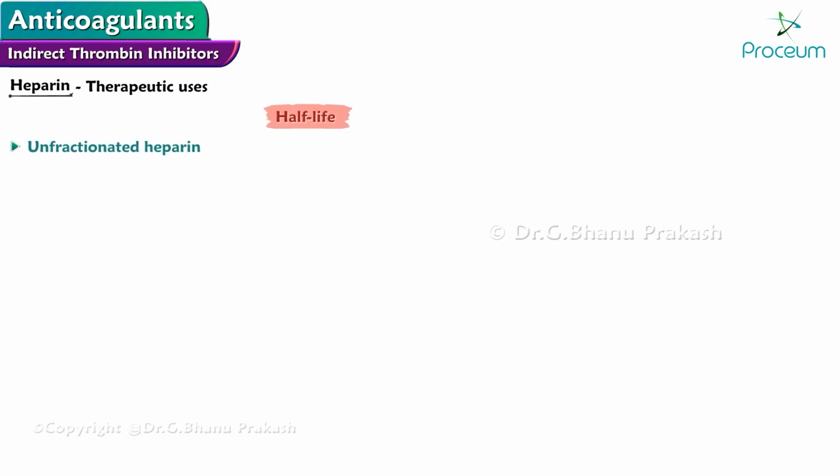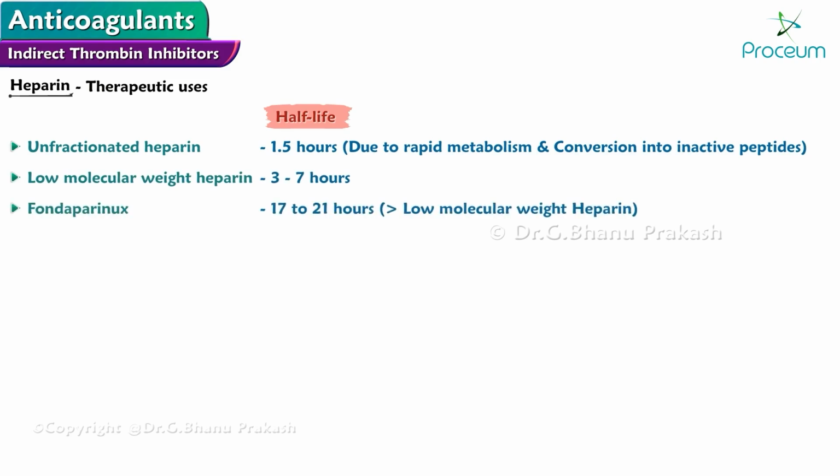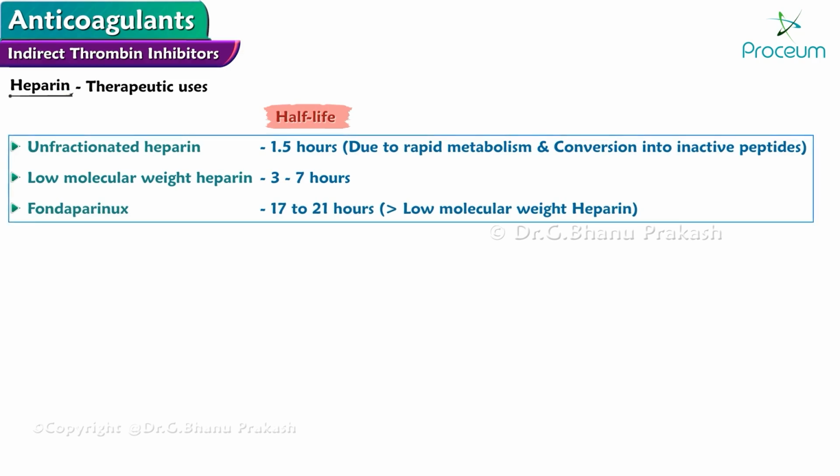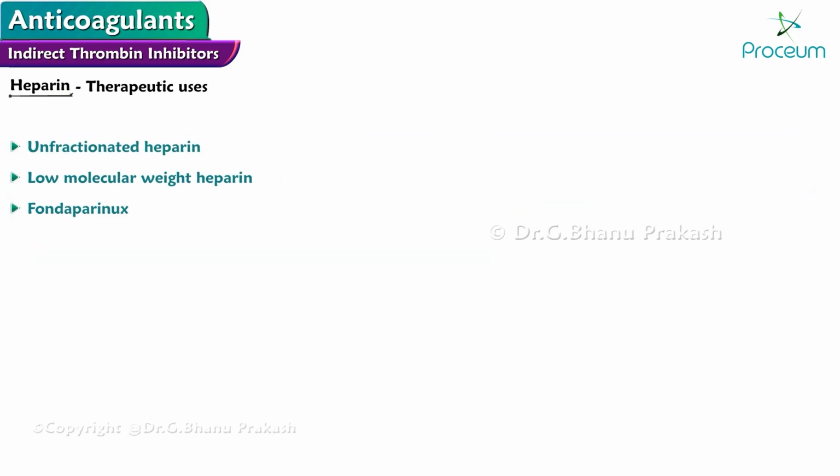Half-life of unfractionated heparin is around 1.5 hours due to rapid metabolism and conversion into inactive peptides, whereas that of low molecular weight heparin is around 3 to 7 hours. Half-life of fondaparinux, 17 to 21 hours, is greater than low molecular weight heparin. Both the active heparin and inactive peptides are excreted through the kidney. The plasma half-life of these drugs is increased in patients with renal insufficiency, so contraindicated in renal failure. Unfractionated heparin, low molecular weight heparin, and fondaparinux cannot cross placenta and hence are anticoagulants of choice in pregnancy.